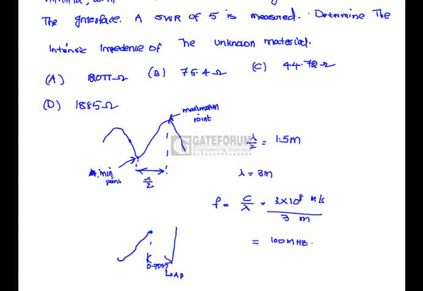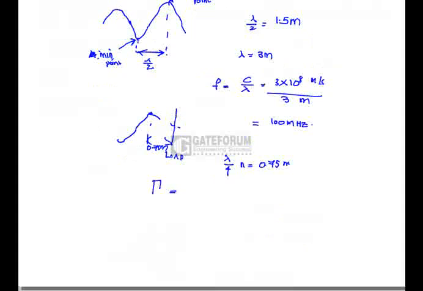Means the minimum is occurring at the load end, because this 0.75 meters is nothing but lambda by 4, which equals 0.75 meters. Means the minimum is occurring at the load end. That means the reflection coefficient gamma is negative as well as real.